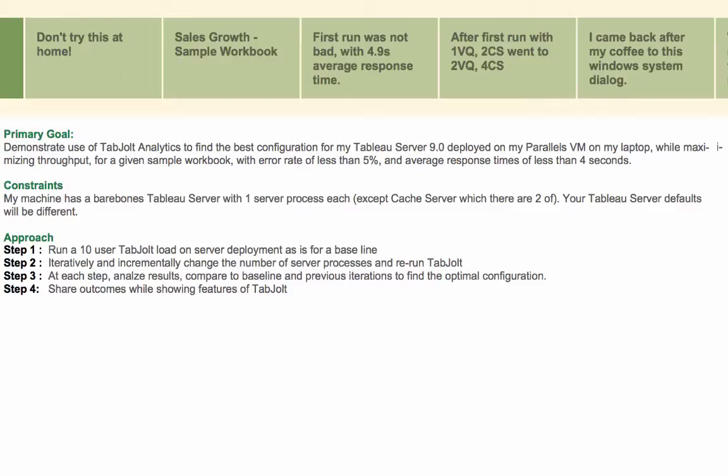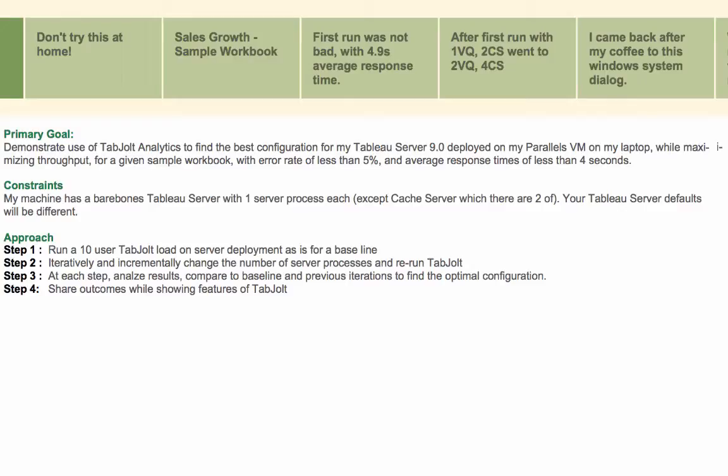So I thought, what kind of configuration would work best for my Tableau server running on my Windows Parallels VM? I wanted to maximize throughput, but also have a reasonable average latency of 4 seconds or less, with a not too bad error rate, say 5%, given my specific hardware constraints. And given I'm running everything on the laptop, my install basically had one server process of each type, one BizQL process, one data server, one data engine, etc., with the exception of cache server, where I had two of those. So your default Tableau server installation when you do your own tests may vary.